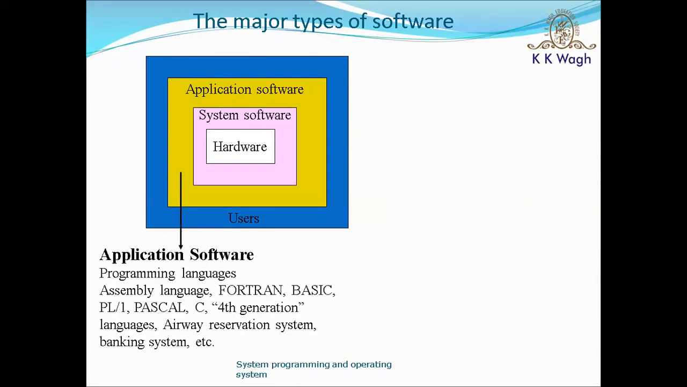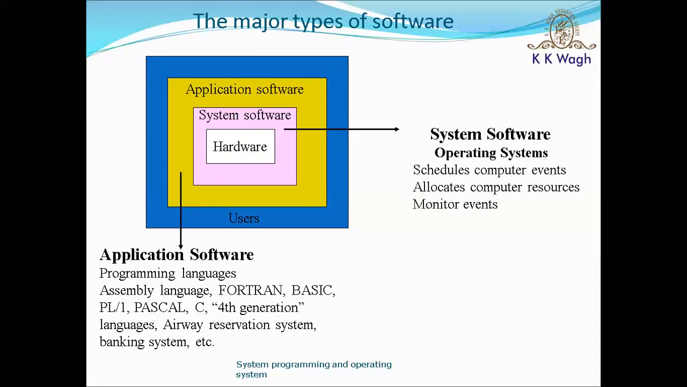Application software can be developed using languages like assembly language, Fortran, Basic, Pascal, C, etc. And what are the examples of application software? For example, banking system, airway system, hospital management system, library management system. These are some examples of application software.